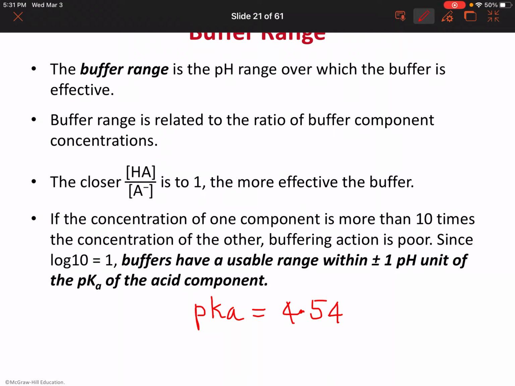So the buffer range is going to be plus or minus 1, meaning it works well in the 3.54 to 5.54 region. So if you want to keep the pH of a solution within this range and you want to conduct a reaction, you would use this buffer system where you have an acid with pKa 4.54.